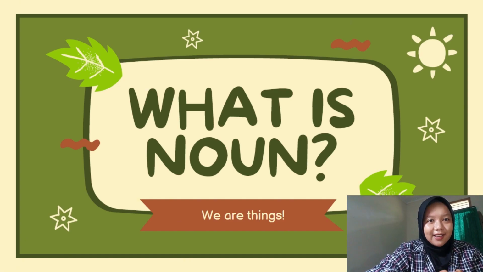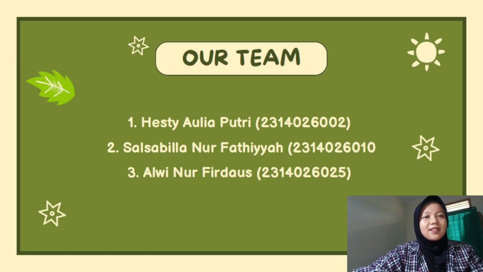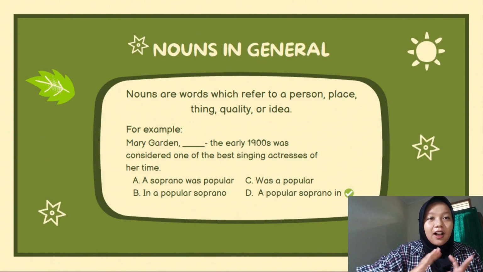What is a noun? Usually, we know a noun is just the name of a person, place, or anything. Then, what is a noun? Here we go. Okay, for the first, we need to know what a noun is in general. So, a noun is a word which refers to a person, place, thing, quality, or an idea.